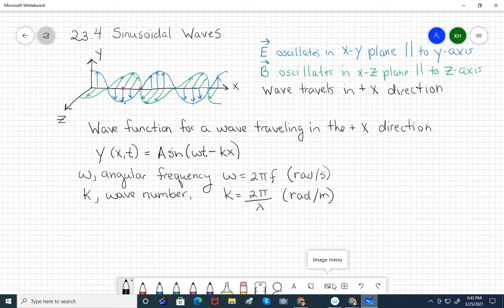A, of course, is amplitude. When we talked about mechanical waves, the amplitude would have been measured in meters. But in this case, it's not going to actually be a physical amplitude. It's going to be the size of the electric field if we're writing an equation for the electric field. And so it will have units of either volts per meter or newtons per coulomb. If we're writing the equation for the magnetic field, it would have units of Teslas.